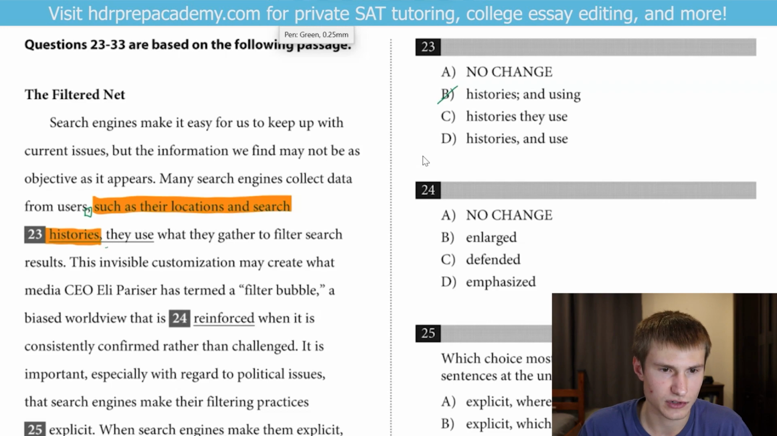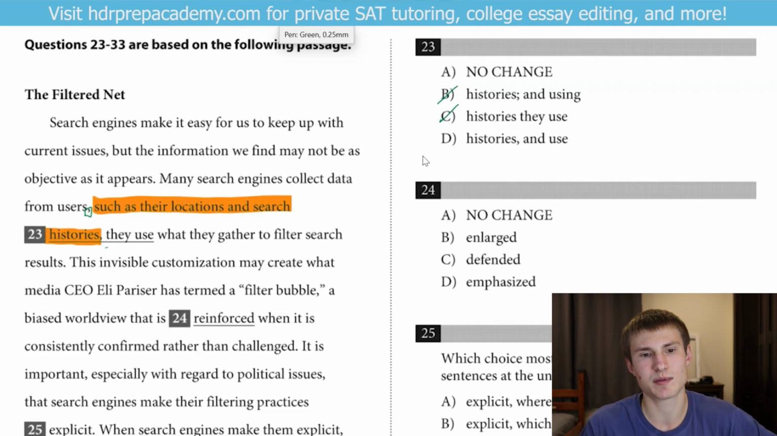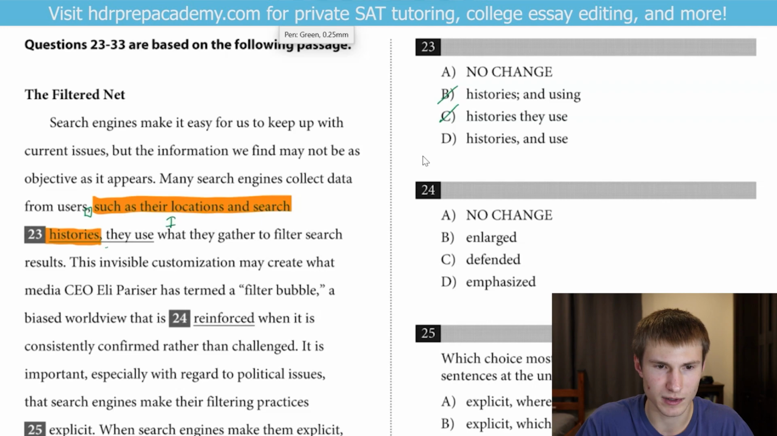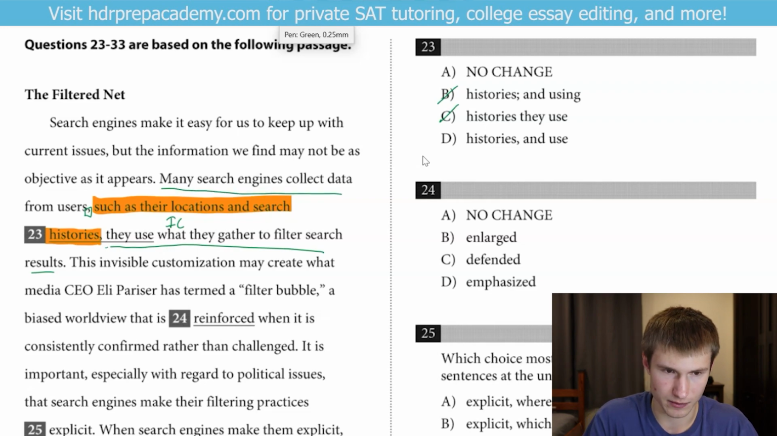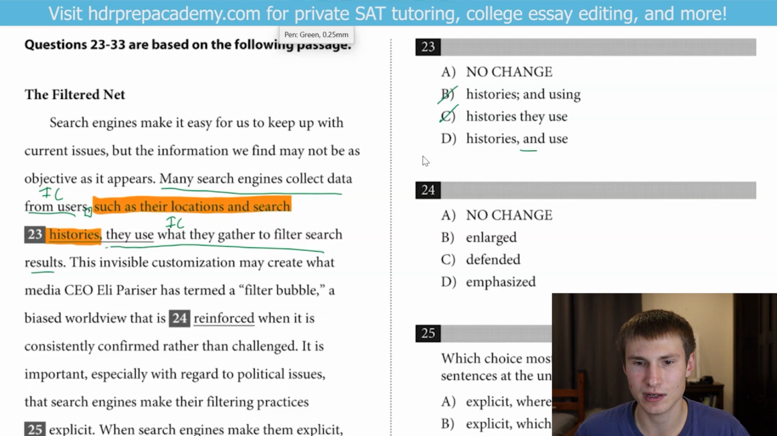I can get rid of answer choice C because there's no comma there either. So then I'd be between A and D. The next big thing is that I have two independent clauses: they use what they gather to filter search results, and many search engines collect data from users. Since I have two independent clauses, I have to connect them with a comma and a FANBOYS conjunction. I can't just use a comma because that'd be a comma splice. So my answer's got to be D for 23.